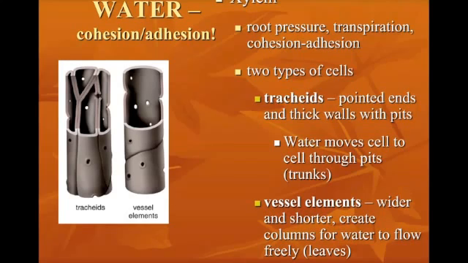Now within xylem there are two types of cells. There are tracheids and vessel elements. Tracheids are the ones that water moves through from cell to cell, because they have pointed ends and very thick walls, so the water can move up. And then the vessel elements are wider and shorter and create water flow. So those are usually found in your leaves.